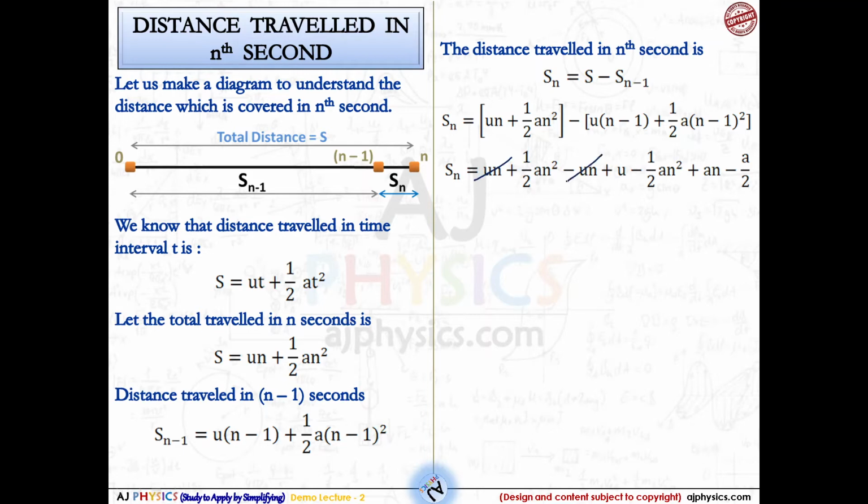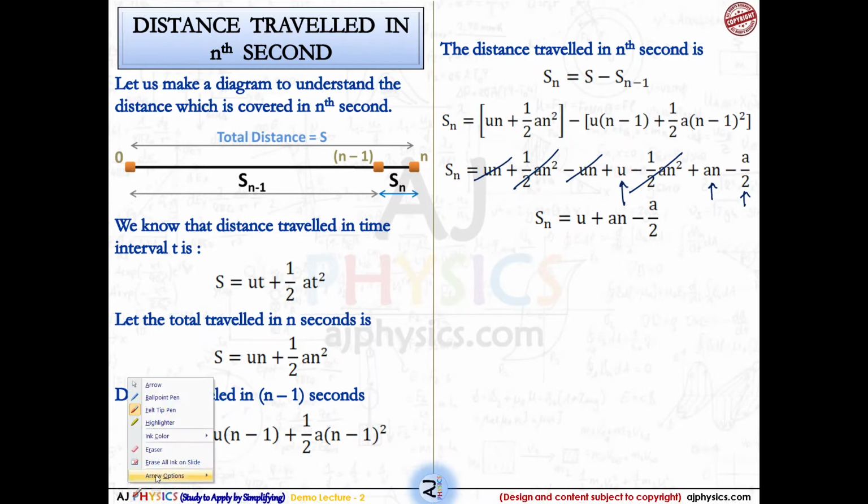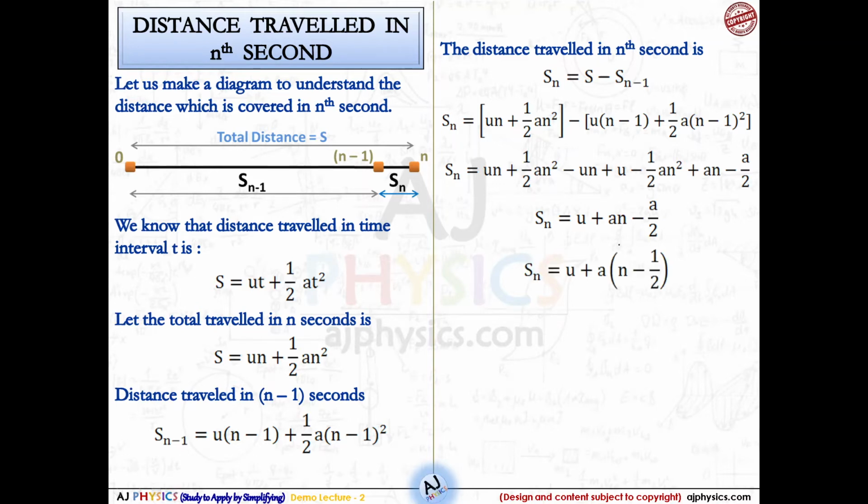Now you can cancel out this un and un. An square gets cancelled out. You are only left with u, an and a by 2. So these are the three terms which are left in this equation. And what we can do is take a as common, and it would be just n minus half. So this formula is correct. This will work out, but in the books it's written in this form. You can multiply the 2 here and take this 2 out here. So this is the distance covered in the nth second, this one.